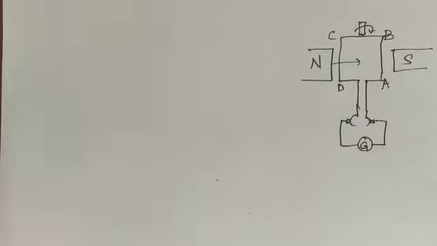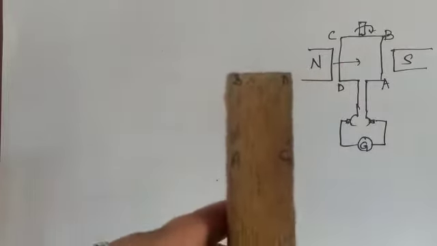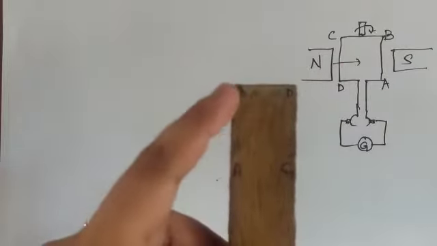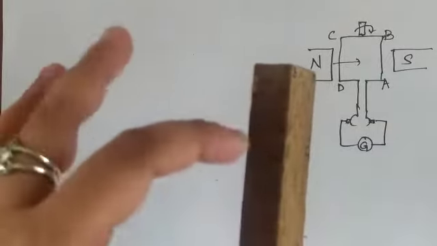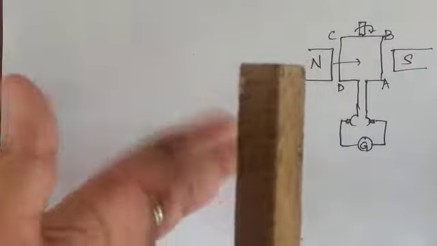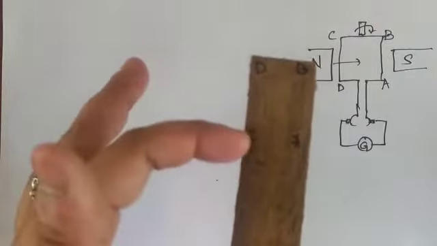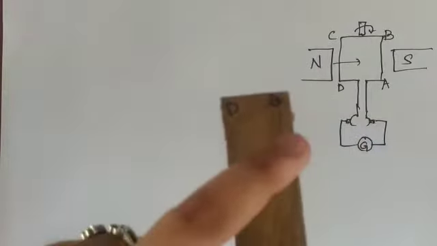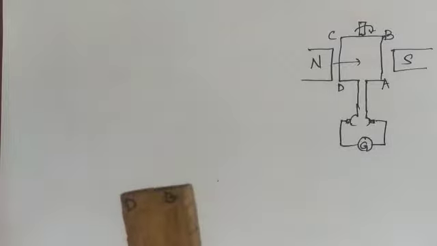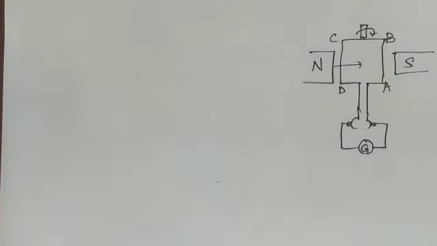When I reverse the direction here, from the start I considered A to B and CD. Now I have rotated clockwise so that AB comes upward and CD comes downward. After half a rotation, CD comes to this position, so there is a change in their positions and A and B come to here. Now I won't change the conductor here; it will keep rotating clockwise only.